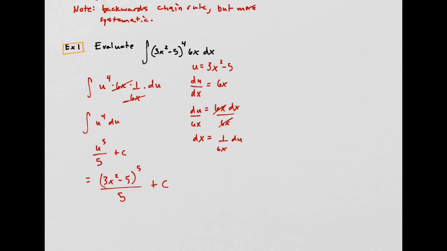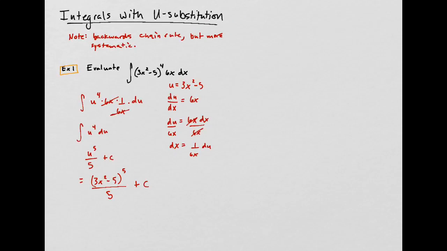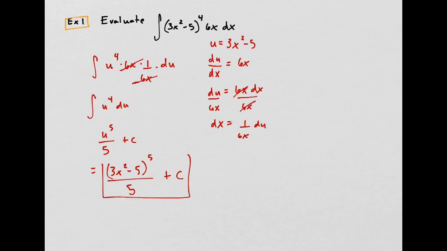So that's the first kind of problem that we'll have, where everything cancels out nicely. This would be my answer. That's just reverse chain rule, but more systematic. U-substitution. I'm just switching variables. You choose the u. So let's look at example 2. Maybe you can try it just based on this. I highly recommend you pause the video and try it on your own.